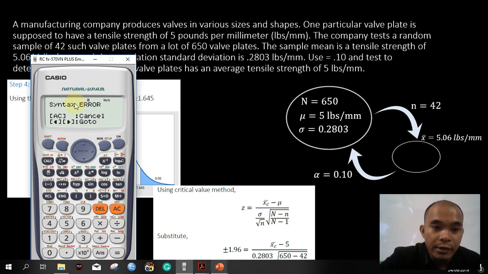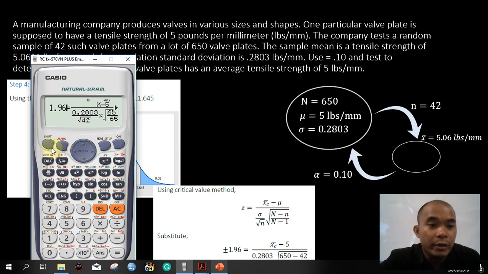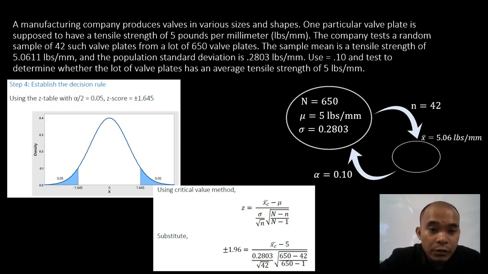Oh, syntax error, because we're not going to press equal. Sorry for that. We're going to use the shift solve here. We have to access the solve function, so we press shift solve and then solve for x. You can just simply press equal here. And then our first value for the positive is 5.08. Then we solve for the negative 1.96 value. We expect that the value is 4.92.